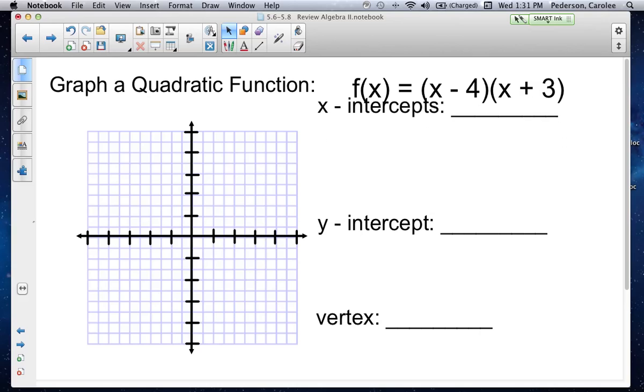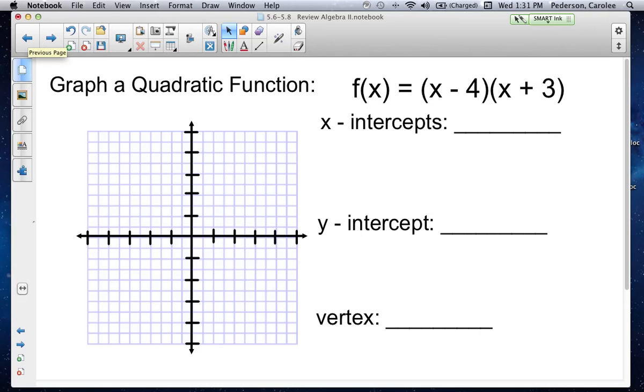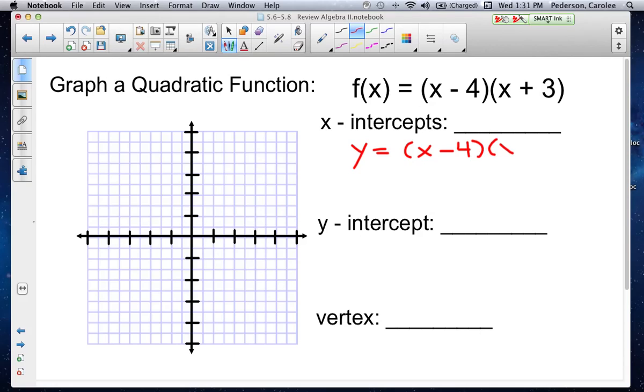So I'll just push this up. So remember, f of x represents y. So what it looks like right now is y equals x minus 4 and then x plus 3. Now you said set y to 0. So it looks like this. Now what do I do in that next step? What would I do next to find the x-intercepts?